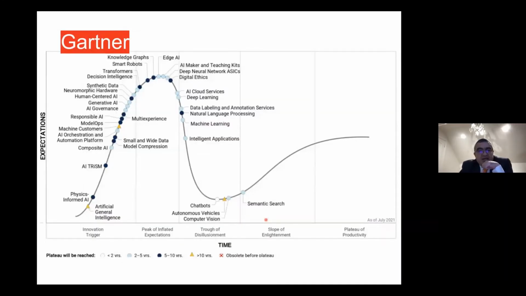And last but not least, I would like to leave you with what is coming. This is, of course, the Gartner, as you know, the mainstream industry analyst, and this is the 2021 curve for artificial intelligence. If we start from the left, this is still in the very early innovation stages, and we're going to be looking at a number of technologies that will be coming into play.